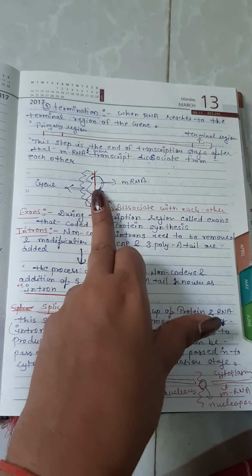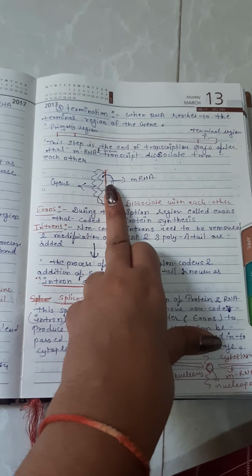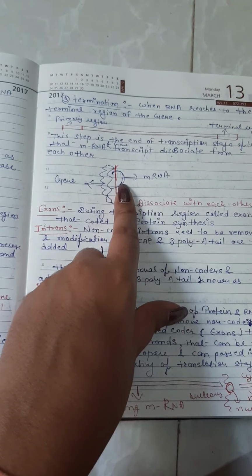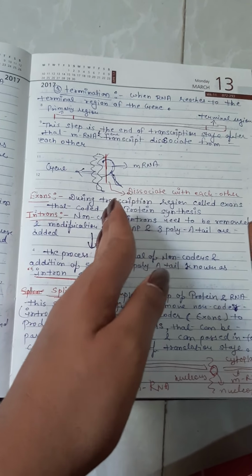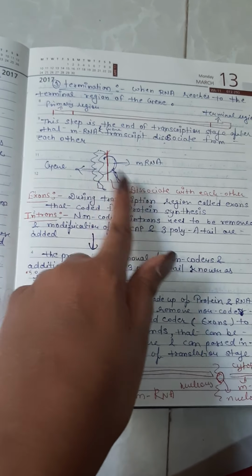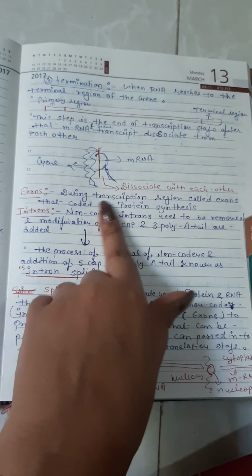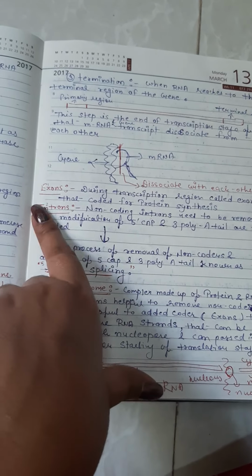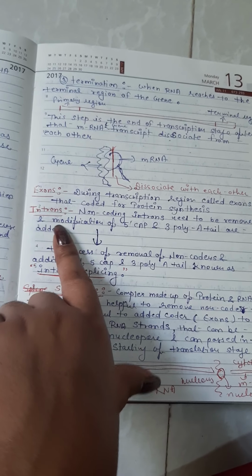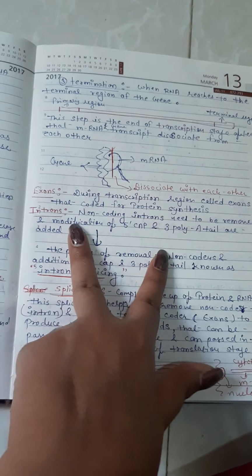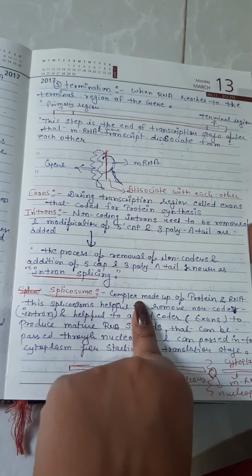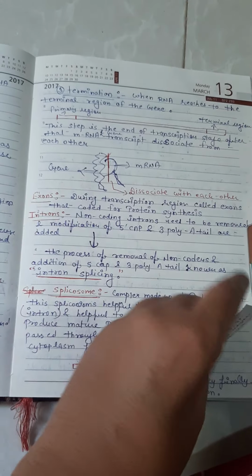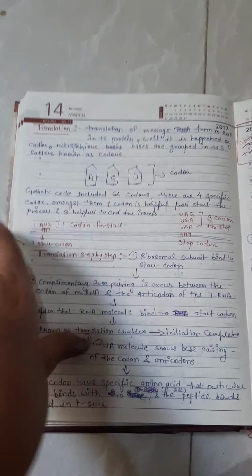The linkage is formed in the first step of initiation, and in the last step they are separated from each other. So the gene and mRNA are dissociated from each other. Then there are the various exons and introns. Exons are coding material, introns are non-coding material, but both are helpful in the formation of peptides. That's why they are known as coding or non-coding.